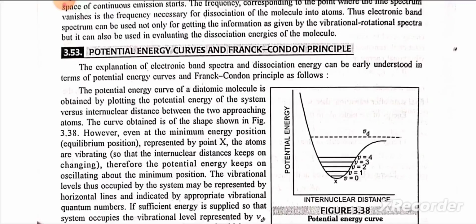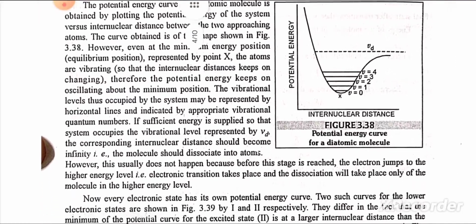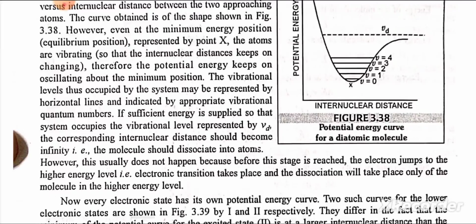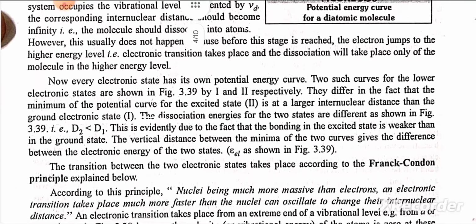The vibrational levels thus occupied by the system may be represented by horizontal lines and indicated by appropriate vibrational quantum numbers. If sufficient energy is supplied so that the system occupies the vibrational level represented by Vd, the corresponding internuclear distance should become infinity. That is, the molecule should dissociate into atoms. However, this usually does not happen because before this stage is reached, the electron jumps to the higher energy level, that is, electronic transition takes place, and the dissociation will take place only if the molecule is in the higher energy level.